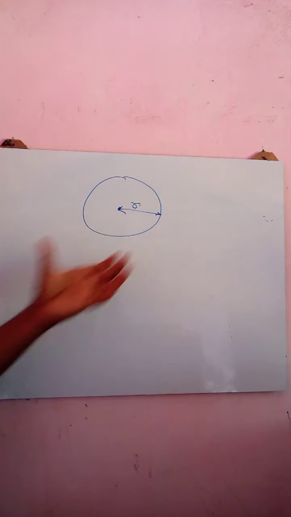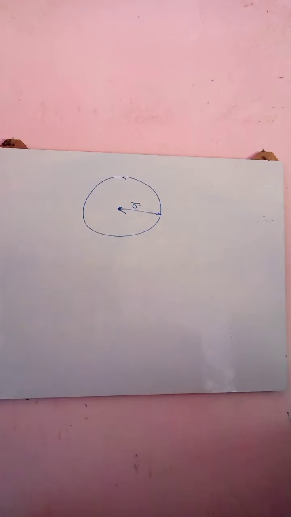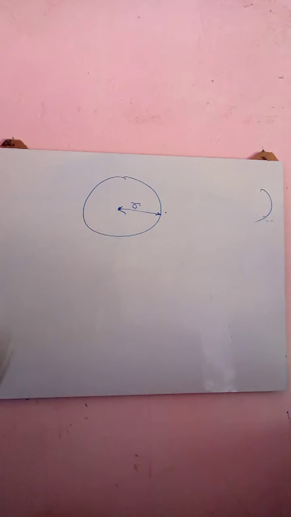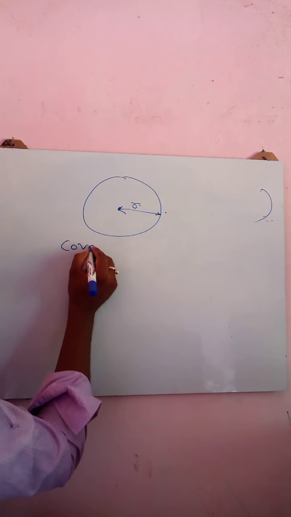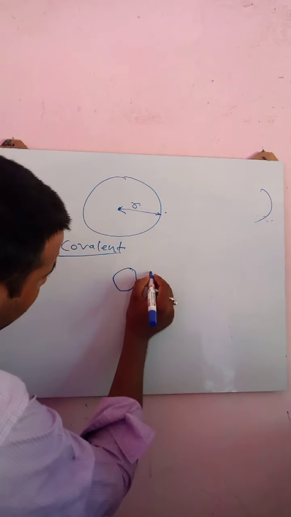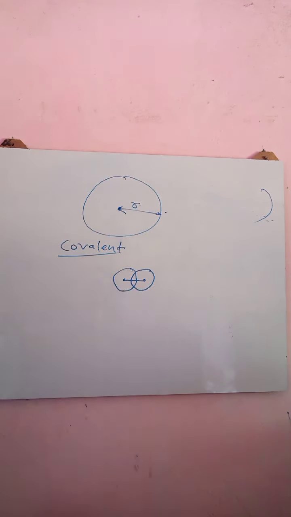But this explanation was not correct. Because according to the quantum mechanical model, there is no sharp boundary for an atom. There is no sharp boundary. This boundary may be here. So how can you determine atomic radius? That's why scientists explained the concept of covalent radius. What is covalent radius? It is half of the distance between the nuclei of two covalently bonded atoms in a molecule.